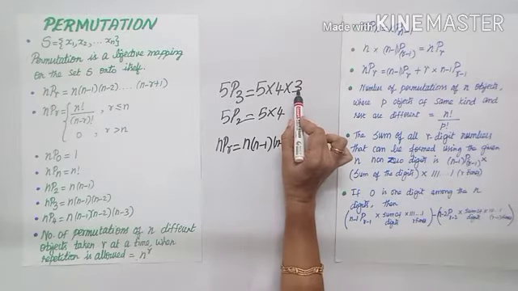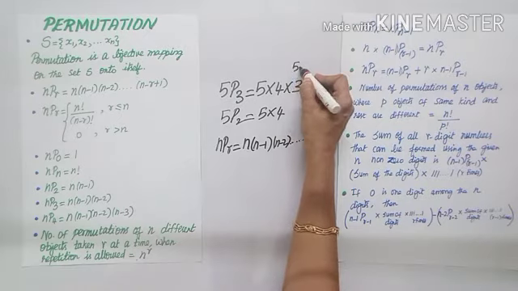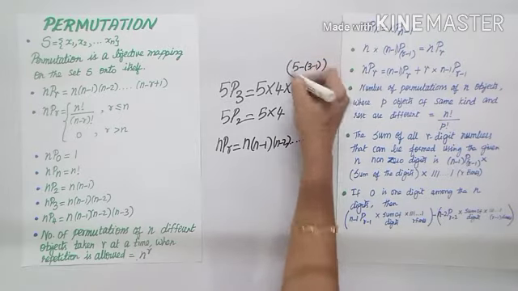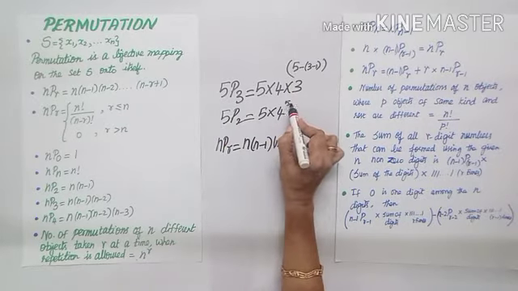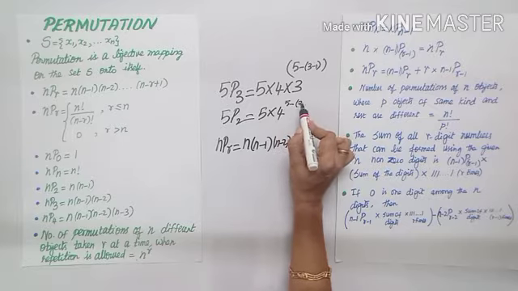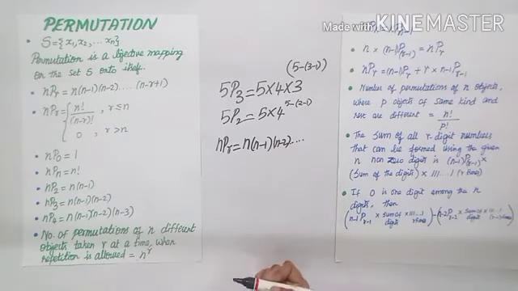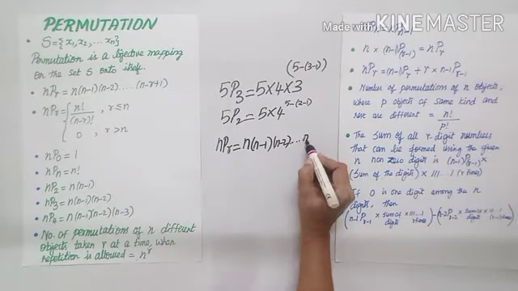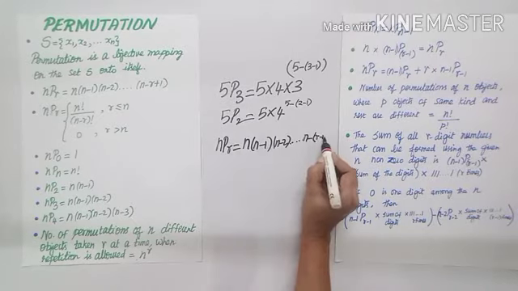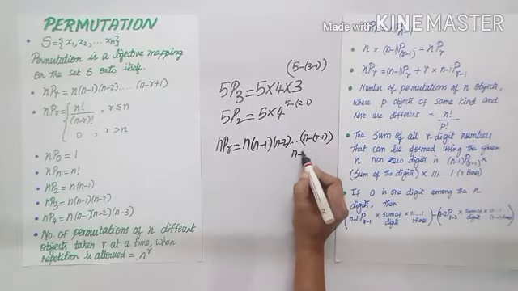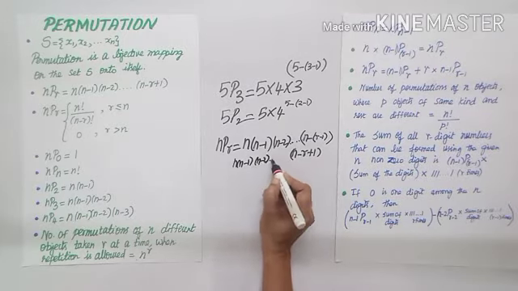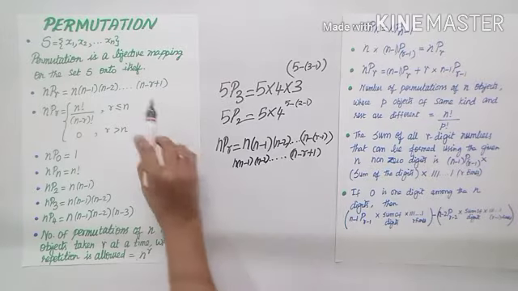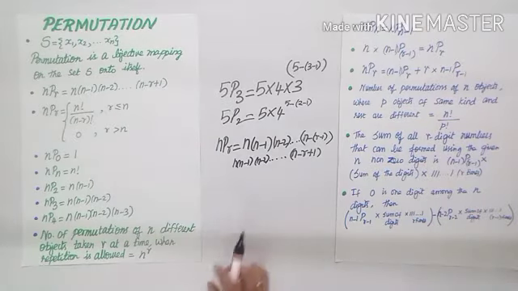How do I get the last number actually? For 5P3 it is 5 minus 3 plus 1. For 5P2 it is 5 minus 2 plus 1. Like this only we write. So here the last term will be n minus r plus 1. So n, n minus 1, n minus 2 and so on up to n minus r plus 1. That is the formula for nPr.